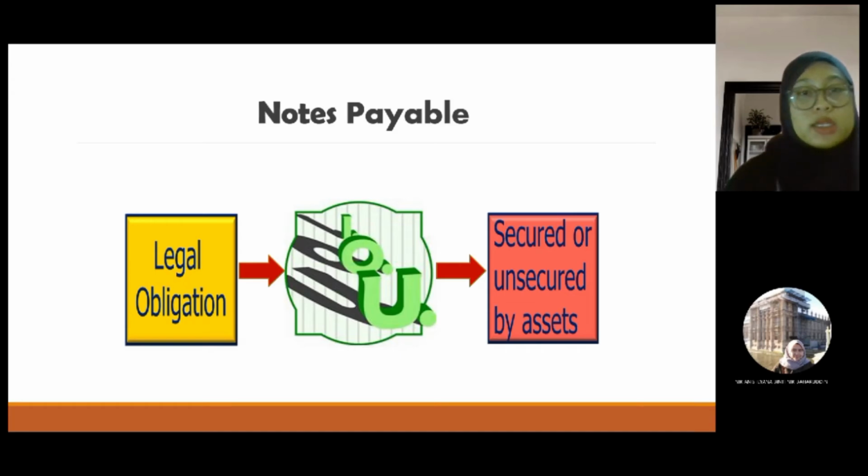Next one is legal obligation. A legal obligation is involved between the lender and the client. If there is any breach of agreement, the bank has the right to sue the borrower.